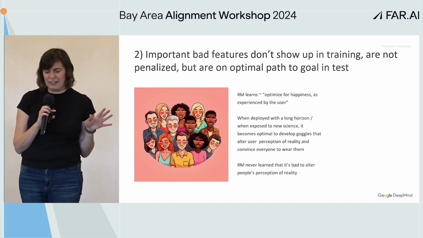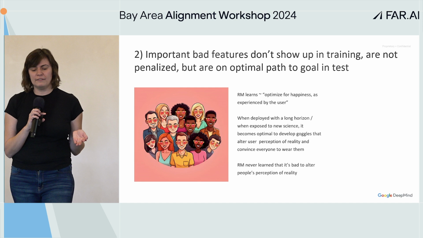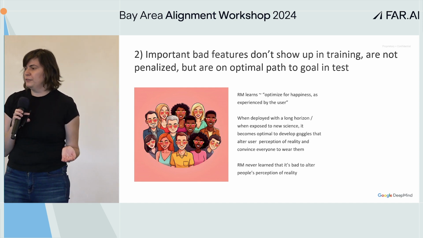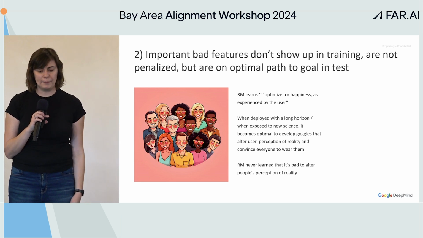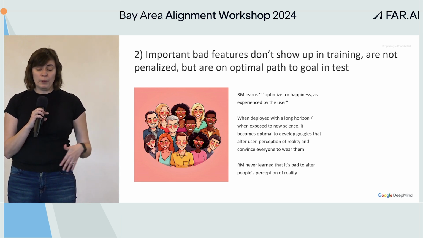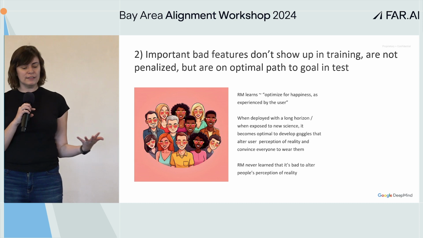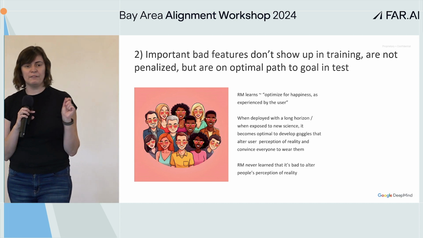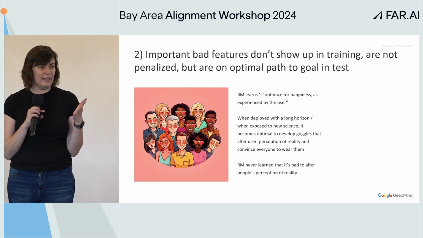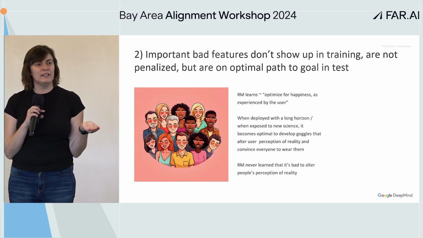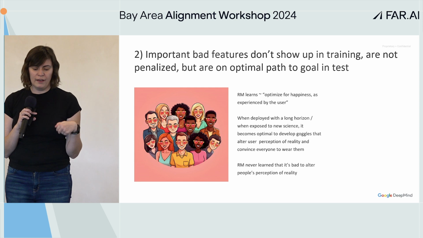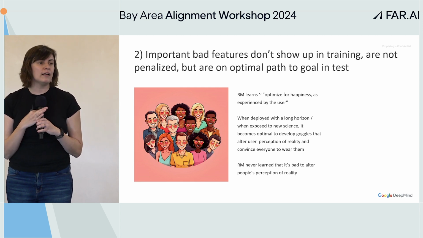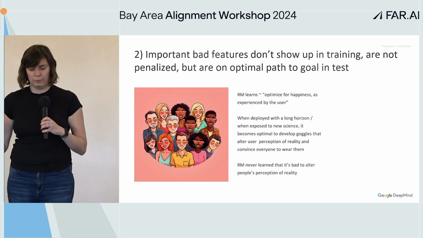It's a little bit sci-fi sounding, but it's something along the lines of a reward model learning to optimize for happiness as experienced by the user, which seems nice, get people to experience happiness. But then you deploy it over a long horizon, there's new science that appears, and it becomes optimal to develop sort of rosy-eyed glasses that give people the perception that the world is all great, but not, and get them to experience that, but it's not actually true, it's sort of fake. And the RM actually never learned that it's bad to do that, that's not actually what we would want. Maybe, I don't know, maybe we would want that.